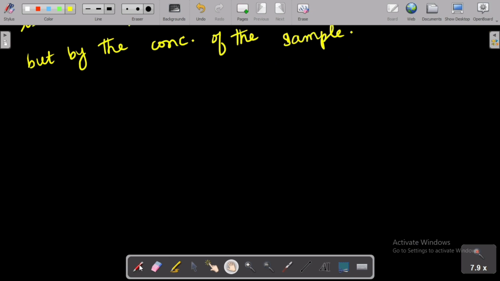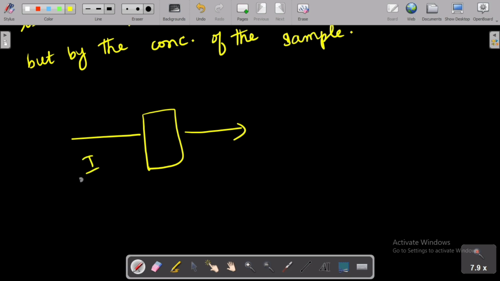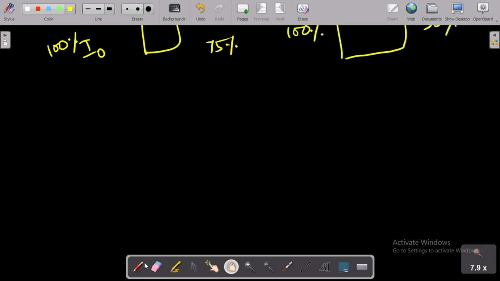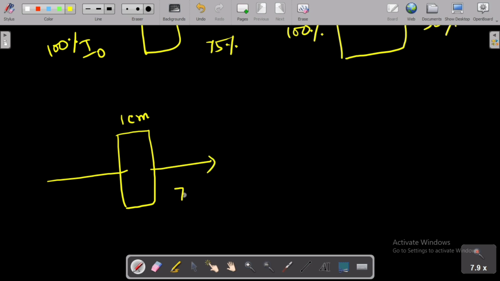Okay, so if you have 100% intensity of the incident radiation, and assume this is 1 centimeter, then it may decrease about 75%. Suppose the container is very much larger, then it may decrease up to 50%. Suppose I fix the thickness of the medium at 1 centimeter, it may be observed as a 75% decrease from 100%.